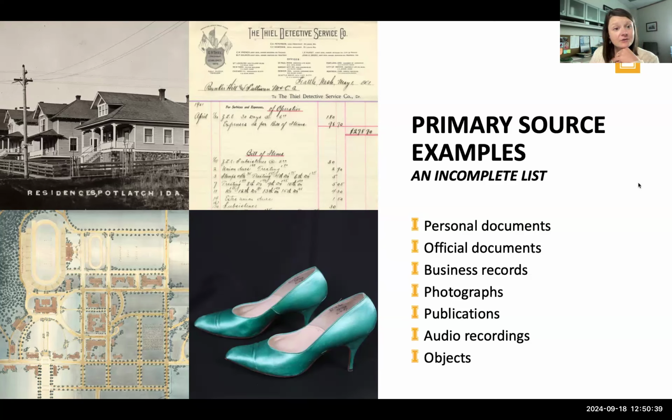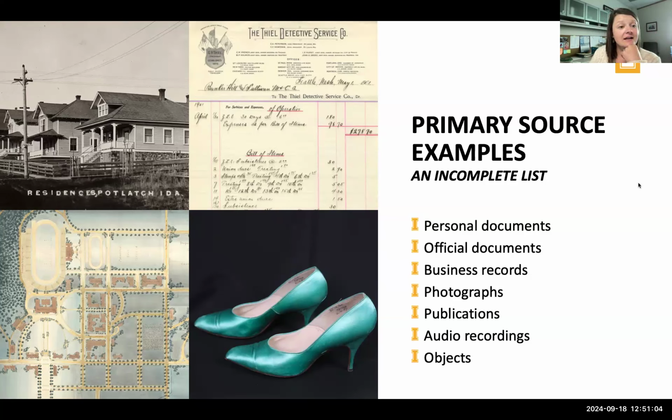The upper right-hand corner is actually an invoice for some security services that were purchased by a mining company in North Idaho during some labor disputes in the early 20th century. Great way to engage students about how companies were trying to restrict the activities of unions, what the unions were working for, that sort of thing.